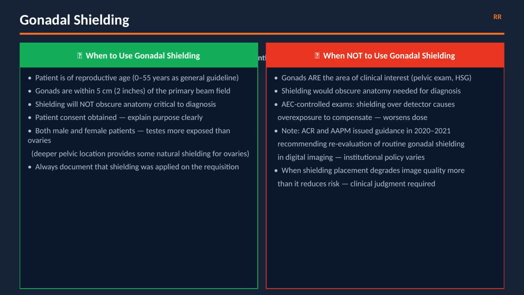Do not use it when shielding would obscure anatomy needed for diagnosis, or when AEC is active and the shield might fall over a detector chamber. The AEC would overexpose to compensate. Note: the ACR and American Association of Physicists in Medicine issued guidance in 2020 and 2021 recommending reevaluation of routine gonadal shielding protocols in digital imaging. Institutional policies vary. Know the clinical rationale. The ARRT still tests it.